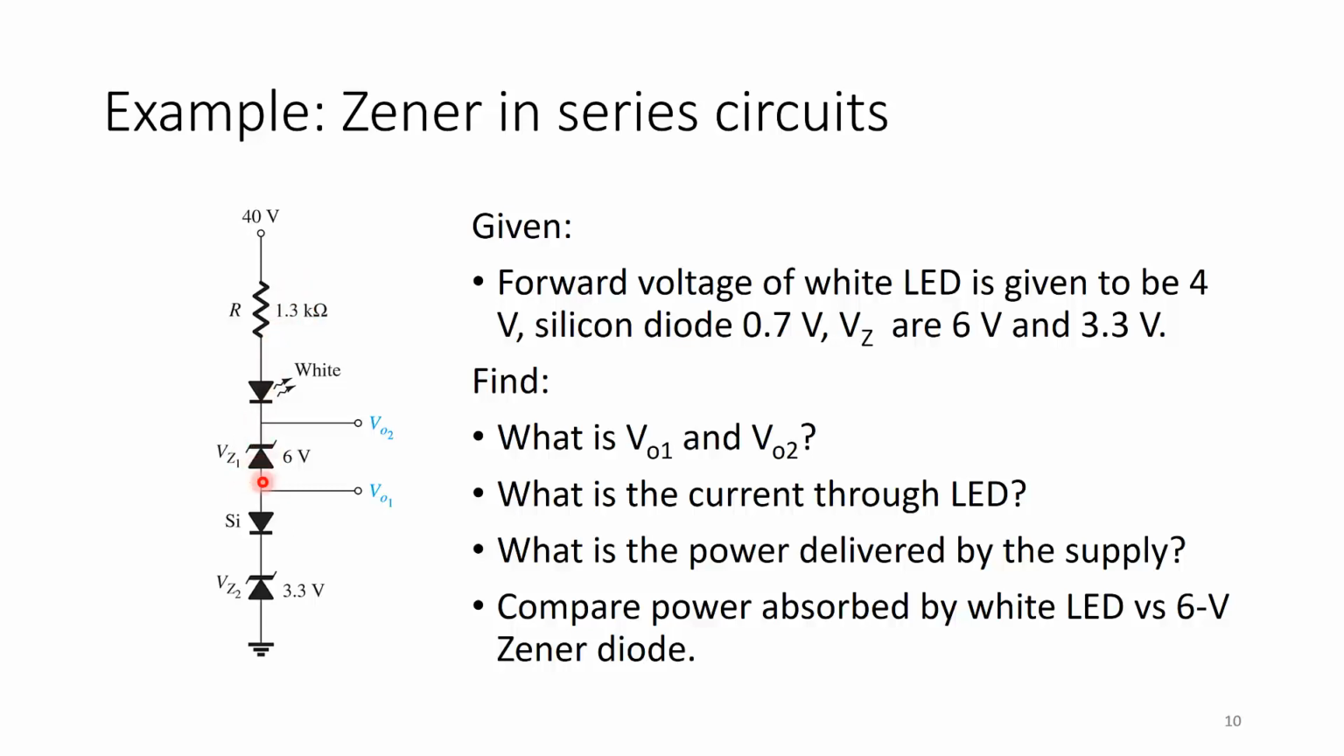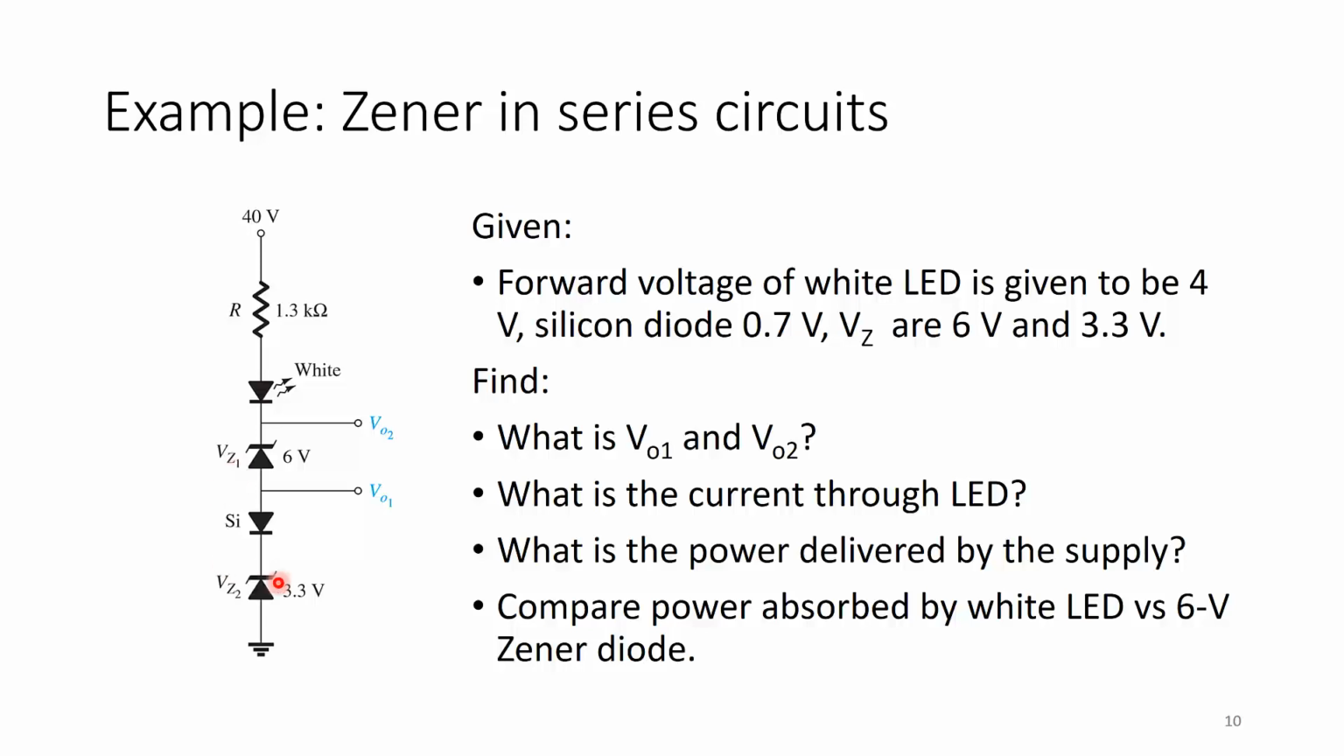The breakdown voltage for this Zener diode is 6 volts, and for the second Zener diode at the bottom here it is 3.3 volts. The question is: find Vout1 and Vout2. Next, what is the current through this white LED? What is the power delivered by the supply? And compare the power absorbed by the white LED versus the 6 volt Zener diode.